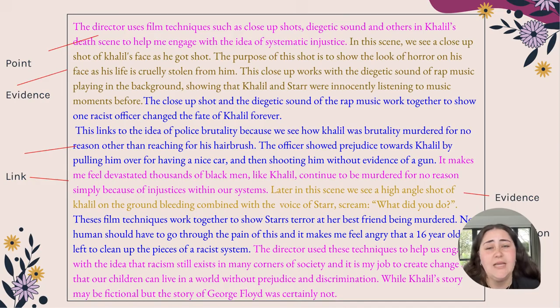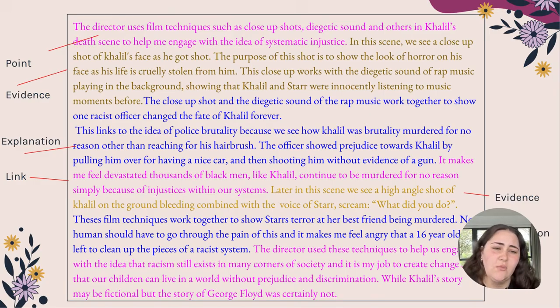The close-up shot and diegetic sound of the rap music work together to show how one racist officer changed the fate of Khalil forever. This links to the idea of police brutality because we see how Khalil was brutally murdered for no reason other than reaching for his hairbrush. The officer showed prejudice towards Khalil by pulling him over for having a nice car and then shooting him without evidence of a gun. It makes me feel devastated that thousands of black men, like Khalil, continue to be murdered for no reason other than because of the injustices within our systems.